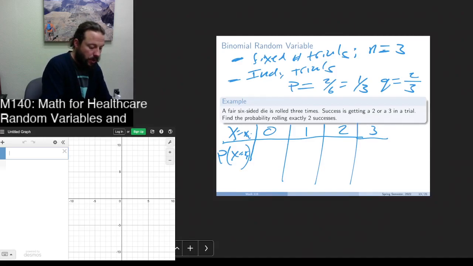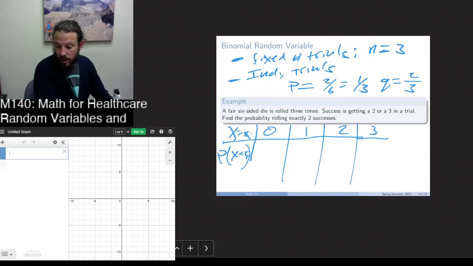I want binomial distribution. And now it tells me I need 3 trials and my probability of success is 1/3.